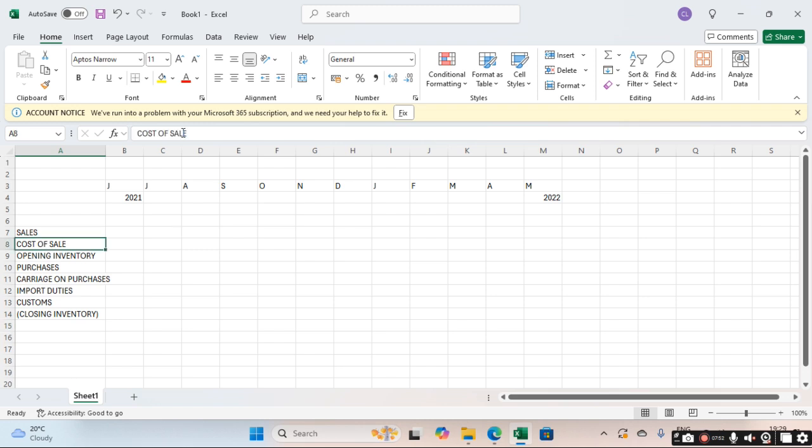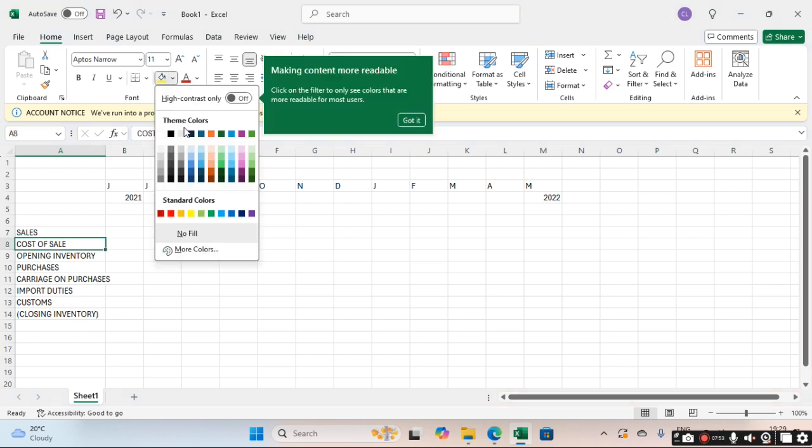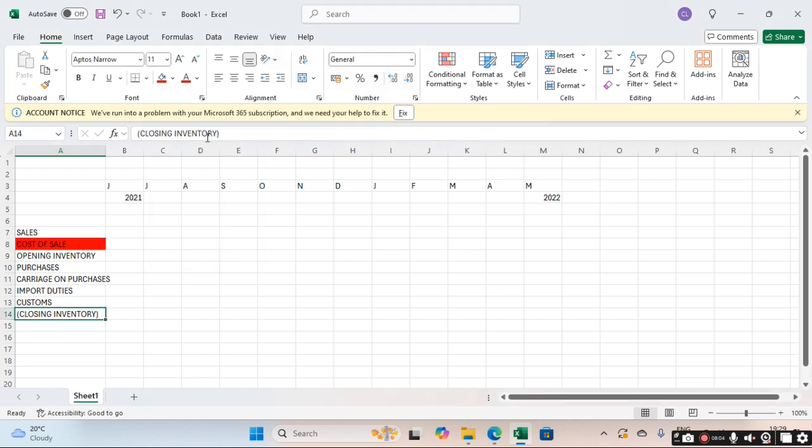So we also less our, or let me just highlight that. Okay, let me just go with red. Then also here, just red. The red indicates that it's a negative amount, and then when you say sales minus cost of sales, you get your gross profit.